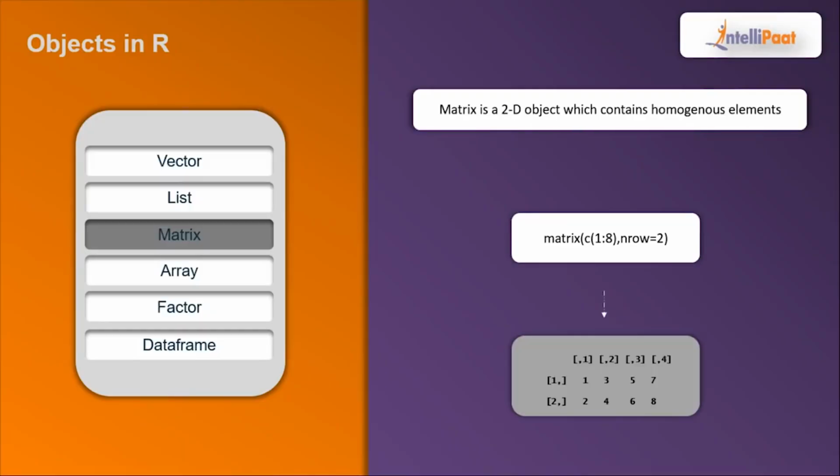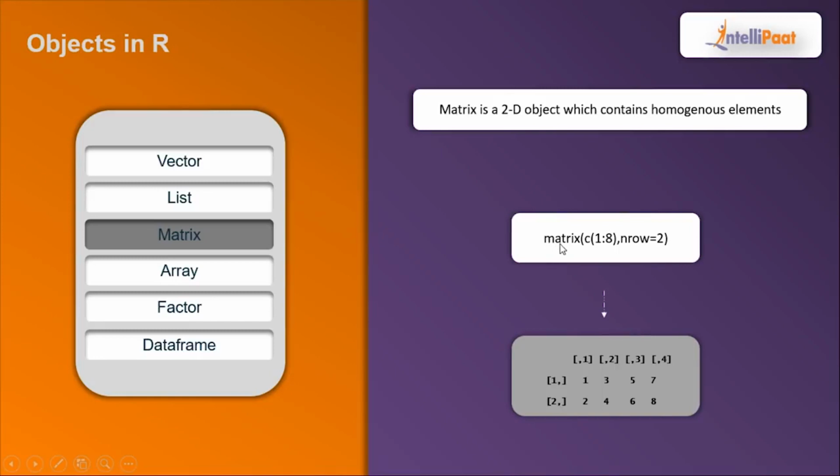Now let's go ahead to the third object, which is a matrix. So matrix is not actually a linear object. It is a 2-dimensional object. So when I say 2-dimensional object, it would have both the rows and the columns. And this matrix would contain only homogeneous elements or elements of similar type. And this is how you can create a matrix.